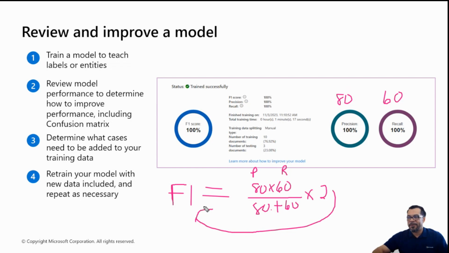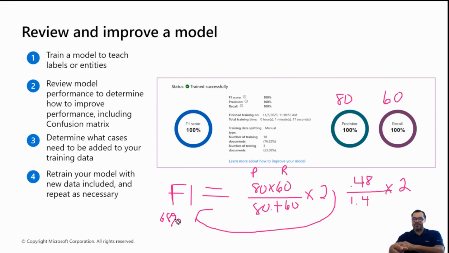So that is the formula that we use. If you look at this, 8 times 6 is 48. So this is 0.48 because these are decimals, divided by 0.8 plus 0.6, which is 1.4. We multiply that by 2, which ends up with our F1 score being about 68%.